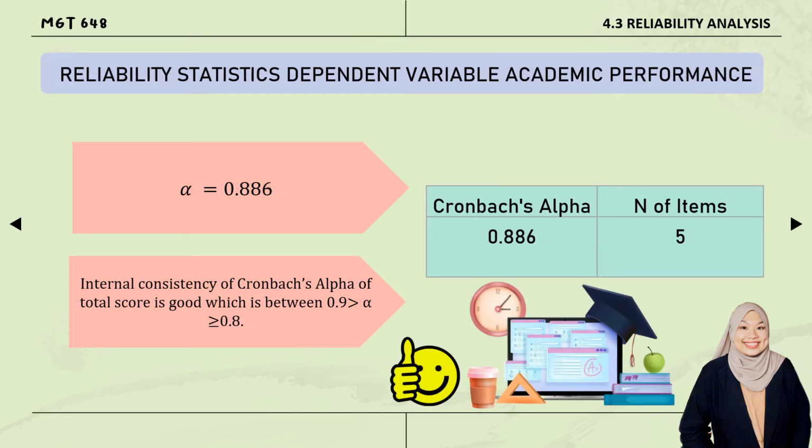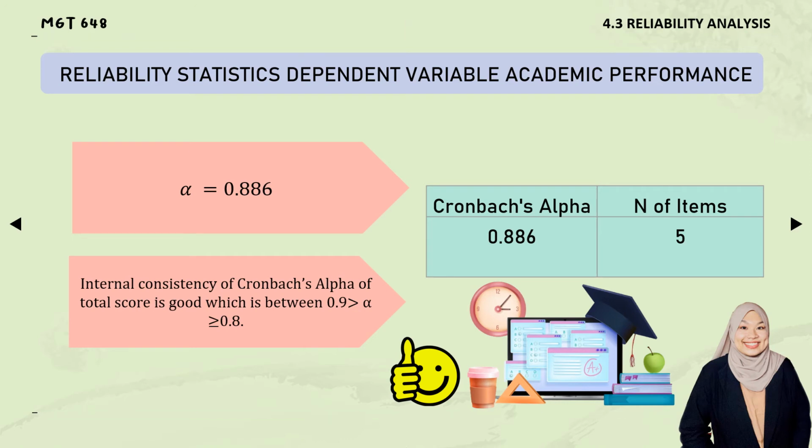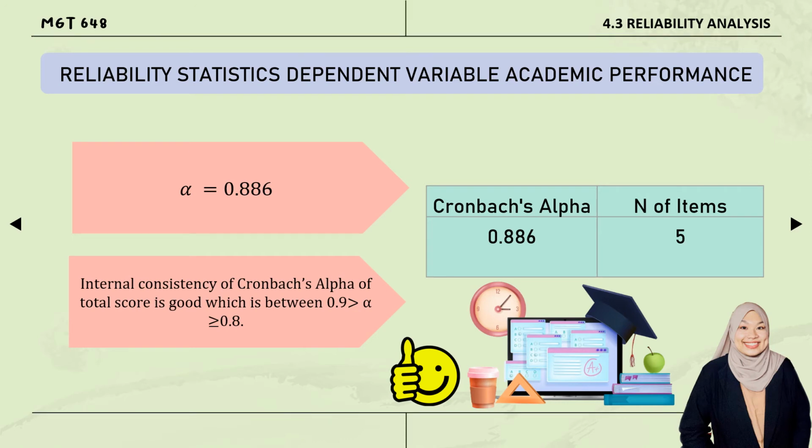Lastly, the reliability statistics for the dependent variable of academic performance. The score of Cronbach's alpha is 0.886. This shows the internal consistency of the total score is good, which is between 0.9 to 0.8.